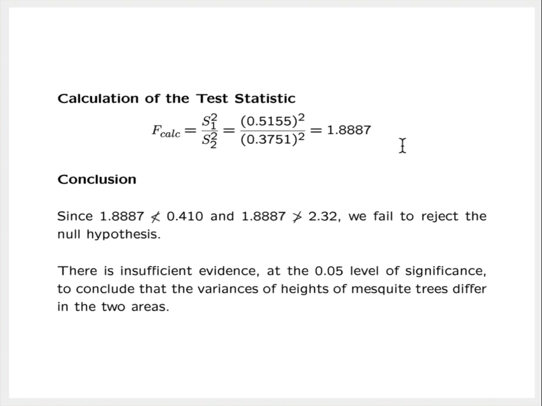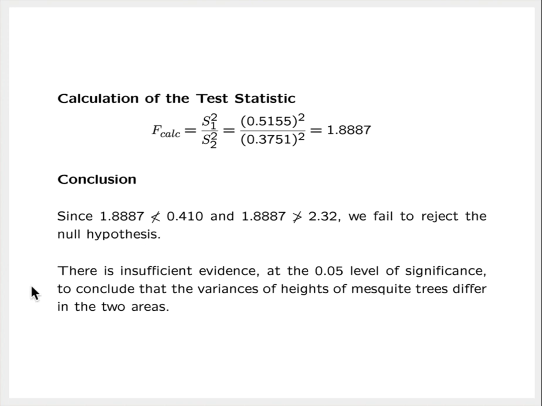Now, the F statistic is equal to 0.5155 squared over 0.3751 squared. And so we get 1.8887, or we could round that to 2 or 3 decimal places if we wanted to. But since that value is not less than 0.410 and it's not greater than 2.32, the rejection criteria have not been met. And so we fail to reject the null hypothesis.